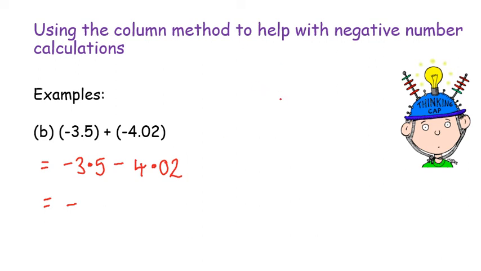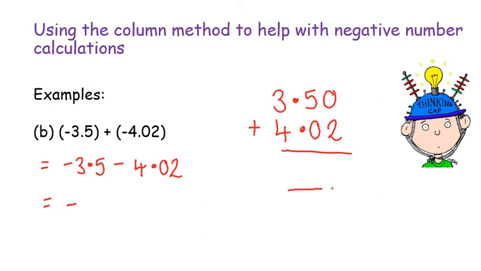So if I was going to use a column method, what I would actually do is just 3.5 and I would add 4.02. I'm going to add in a 0 here. So 2 plus 0 is 2, 5 plus 0 is 5, 3 plus 4 is 7. But as we were discussing there, it's a negative take away 4. So negative 3 take away 4 gets even more negative. So the answer is negative 7.52. And we've used a column method here to add these numbers just to make sure we're getting our number work correct.